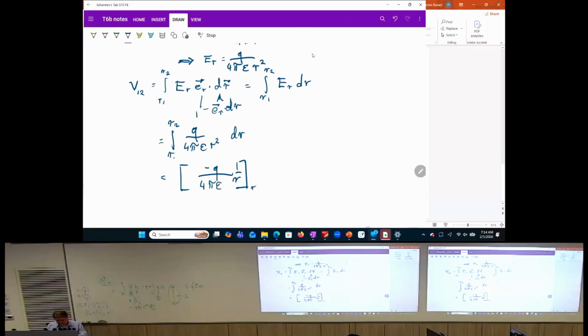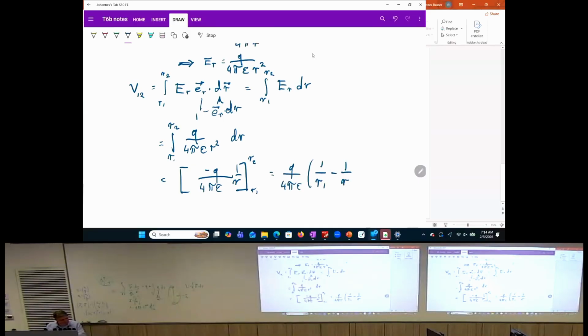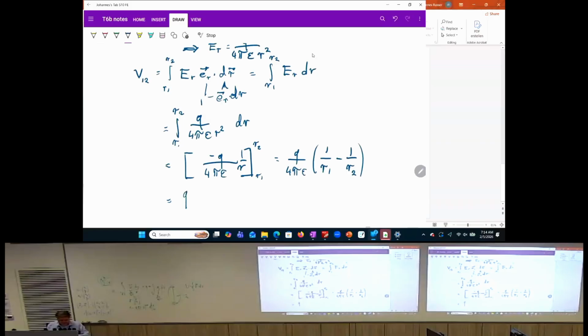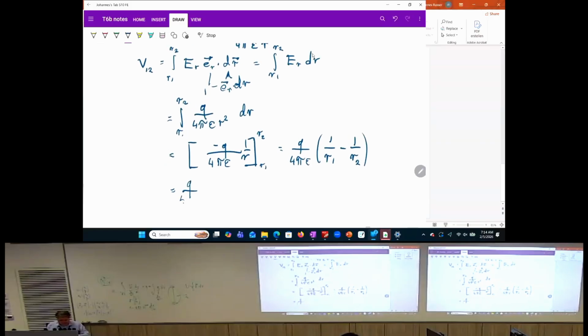The integration borders are R1 and R2. Insert these borders, and you get Q over 4 pi epsilon. Okay, I pulled out the minus, and that's why I interchanged the order here also. So this is Q over 4 pi epsilon R.